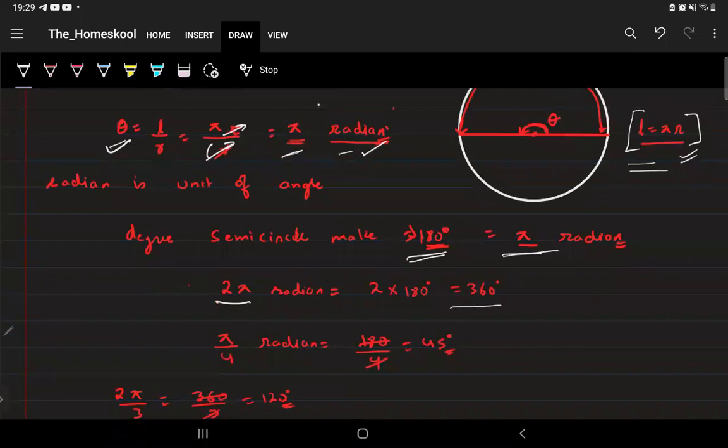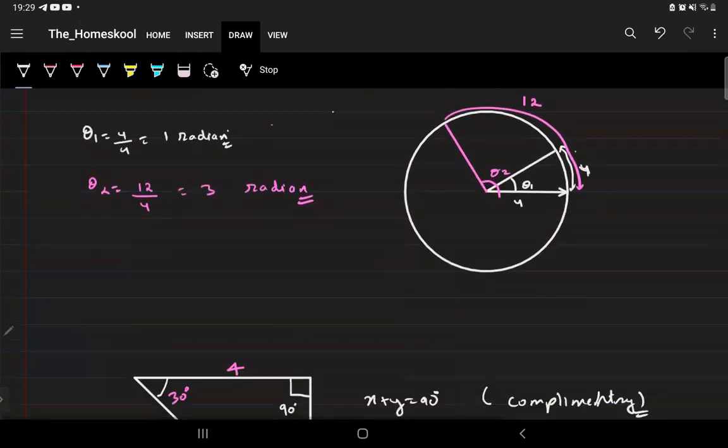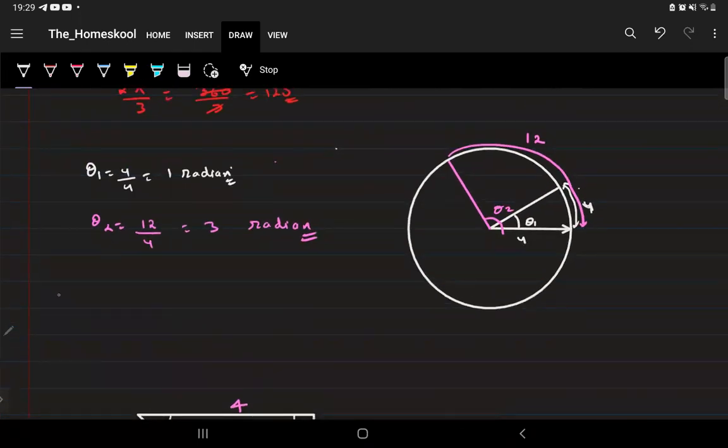So if I know the relationship, I can use the unitary method. I can find 45 degree, I can find 30 degree. For example, for 45 degree, we know that pi is 180 degree. 45 is 180 by 4, so divide both sides by 4. Pi by 4 is 180 by 4, which is 45 degree. Yes or no? So pi by 4 is 45 degree. Clear?